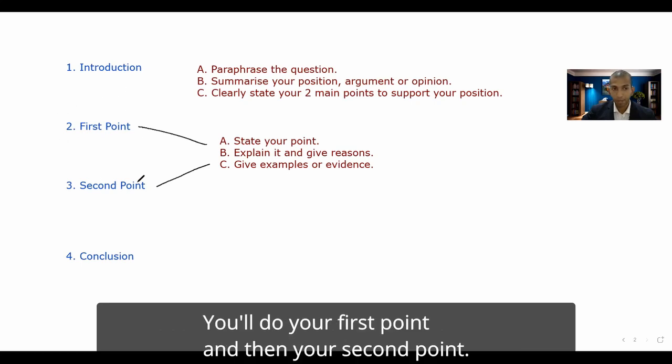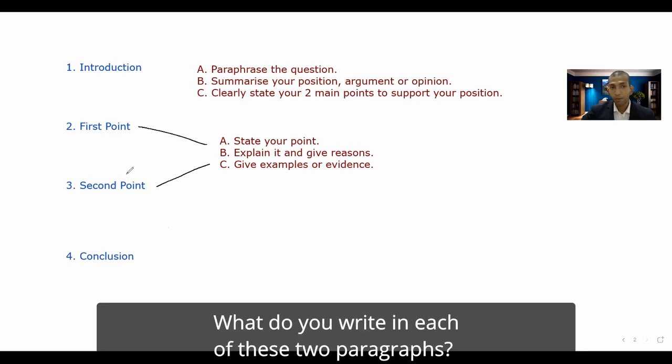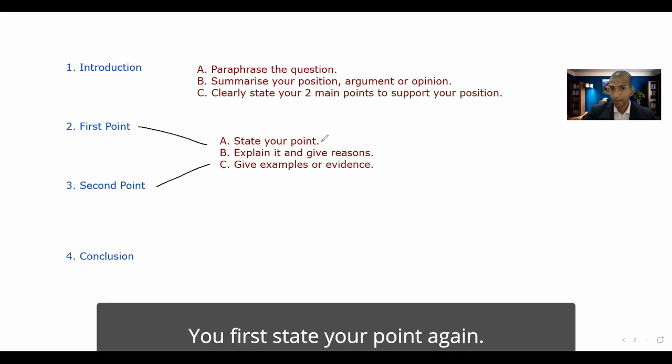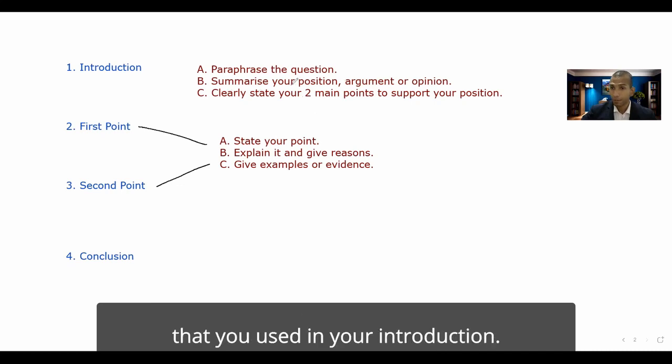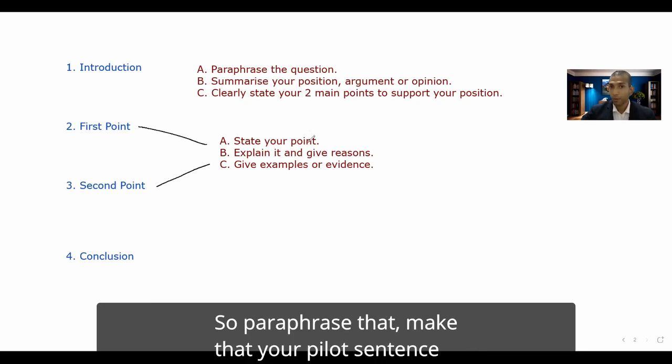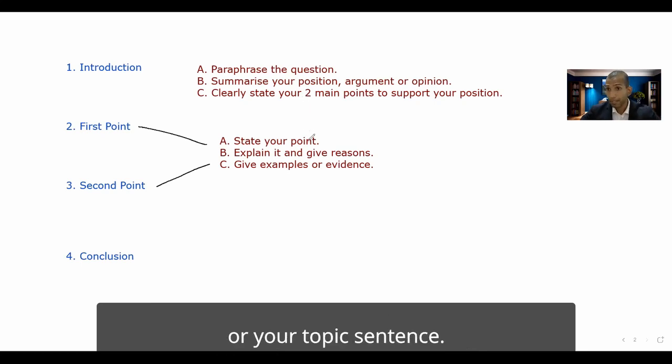You'll do your first point and then your second point. What do you write in each of these 2 paragraphs? You first state your point again. Now, again, you will have to paraphrase. You don't want to use the exact same wording that you used in your introduction. You want to word it differently. So paraphrase that, make that your topic sentence.